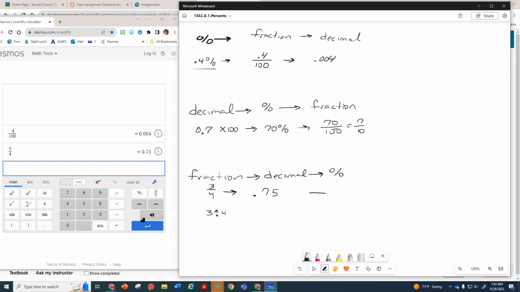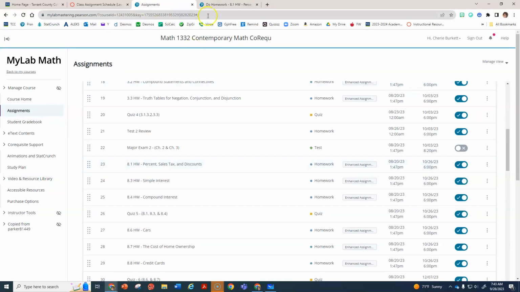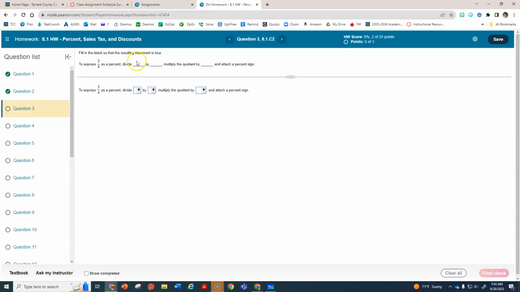And then just like we did a while ago, to change the 0.75 into a percentage, you multiply by 100. So you're going to do 0.75 times 100, and that's going to give you 75%. So the correct answer, the point answer right here, is divide 3 by 4 and multiply the quotient by 100 and attach a percent sign. So that was the process.